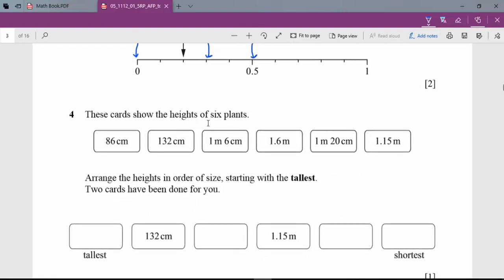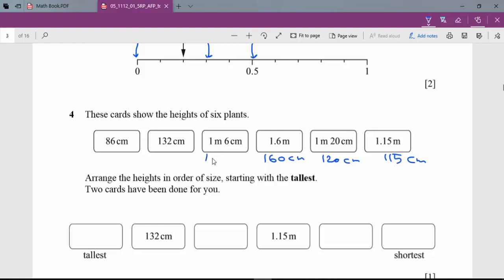These cards show the heights of 6 plants, 86 centimeters, and so on. Arrange the heights in order of size starting with the tallest. 2 cards have been done for you. The tallest one is 1.6 meters, because it is 160 centimeters, and this one is 120 centimeters. This one is 115 centimeters.